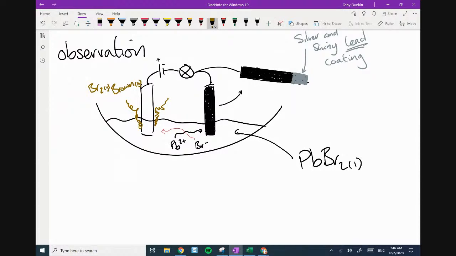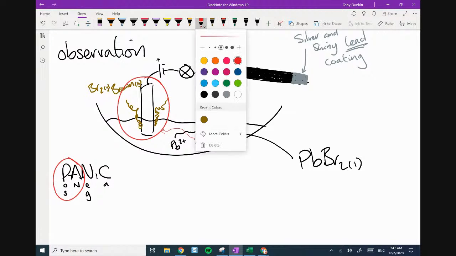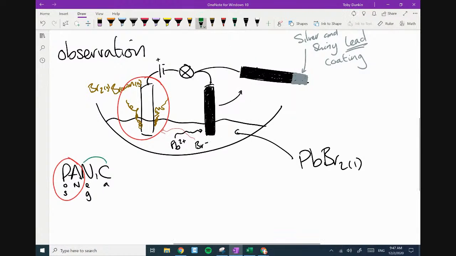So at the positive electrode, hang on, which one was the positive? Panic. Everybody needs to learn PANIC for electrolysis. PANIC is positive anode, negative cathode. So this here, the positive, this one here is the anode. Let's color coordinate this. Positive anode, that's this guy. And negative, switch to green, negative cathode, that's that guy.